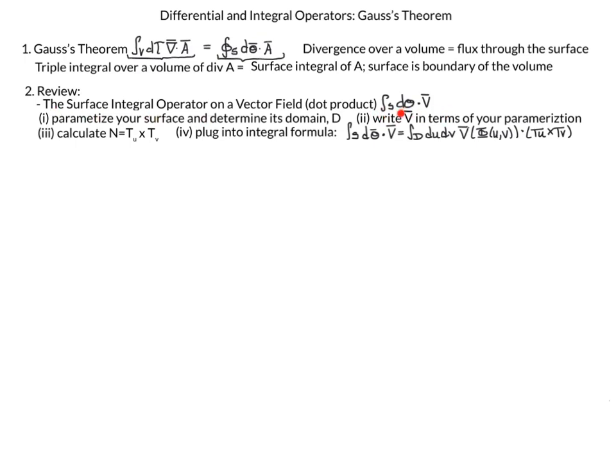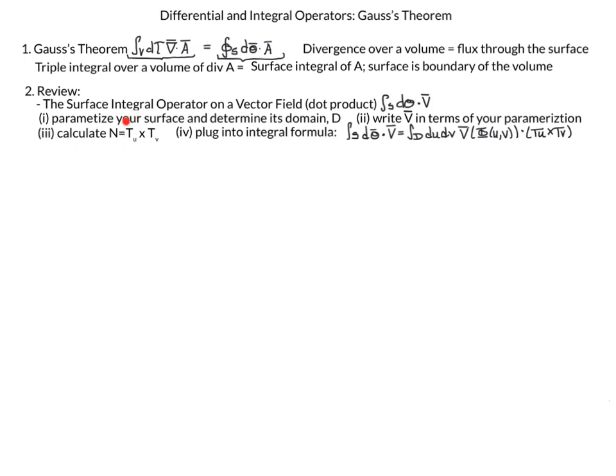If you recall, that's because our vector field is defined over the whole three-dimensional space, but we're only concerned about the vector field over the surface. So we compose V with our parameterization. Next, we calculate our normal to the surface, and the normal is defined as the tangent vector with respect to u crossed with the tangent vector with respect to v.